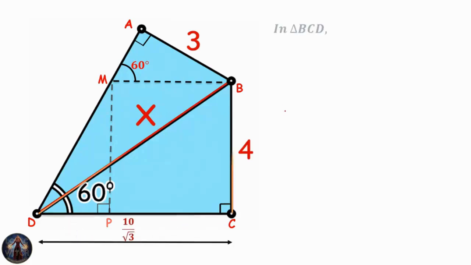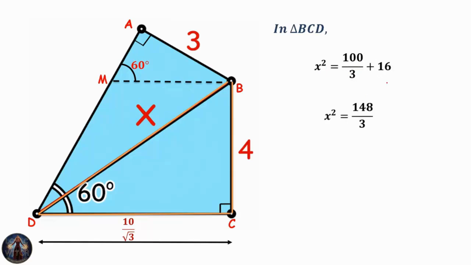Now considering this triangle BCD, we can solve for the value of x using the Pythagorean theorem. Therefore x square is equal to (10 by root 3) square plus 4 square, and on simplifying this we'll get x square is equal to 100 by 3 plus 16. On further simplification, x square is equal to 148 by 3.